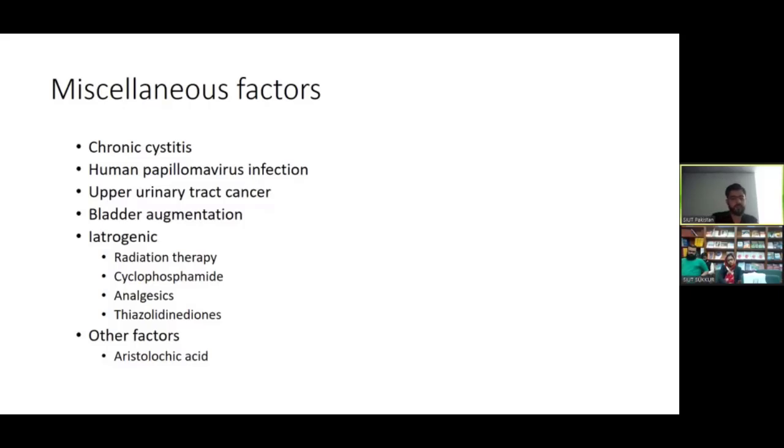Iatrogenic causes include radiation therapy, cyclophosphamide, painkillers such as phenacetin, and oral diabetes drugs such as pioglitazone. One such important risk factor that we have included is aristolochic acid. This is a common herbal drug that our herbalists use in various medications.